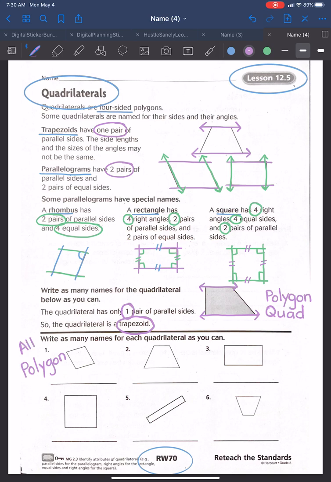We also see that each one of these shapes has 4 sides, which means we also know that they are all quadrilaterals. Okay, does that make sense so far? Great. Now let's see if we can narrow their name down just a little bit more. Number 1, it has 4 sides. They look like they're all equal. It has 2 pairs of parallel lines. What shape is that? What quadrilateral is that? Great job. It's a rhombus.